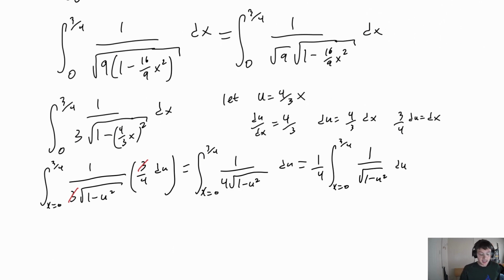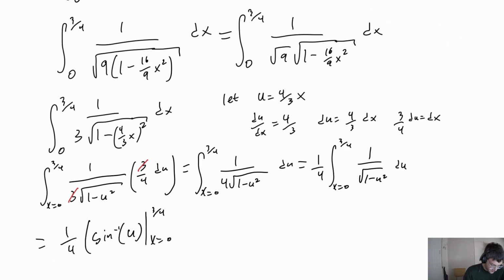And we know this antiderivative. This is the inverse sine, right? So this gives us 1/4 times the inverse sine of u evaluated as x goes from 0 to 3/4. Okay, we can multiply the constant back in. So probably for ease, this is just 1/4 times inverse sine of u evaluated as x goes from 0 to 3/4. Notice now the 1/4 is inside the parentheses, so it's part of the evaluation.